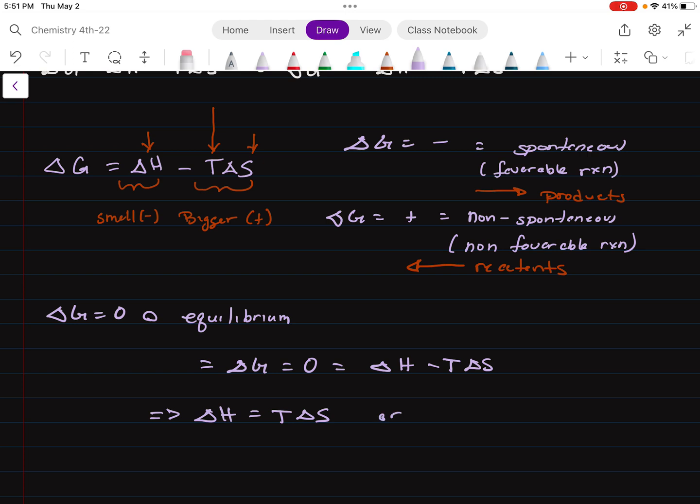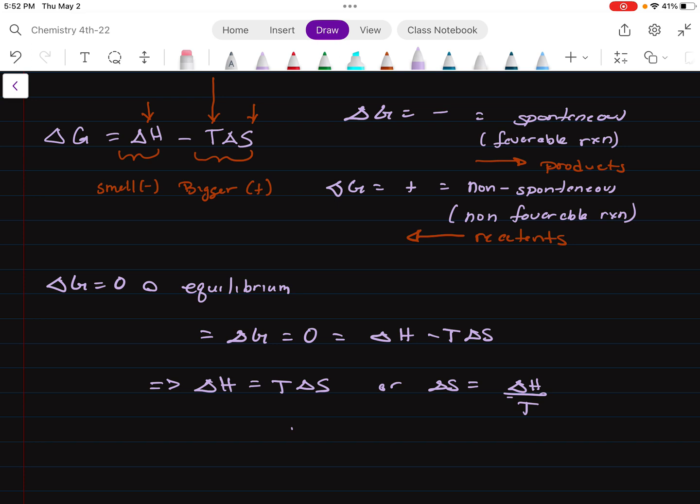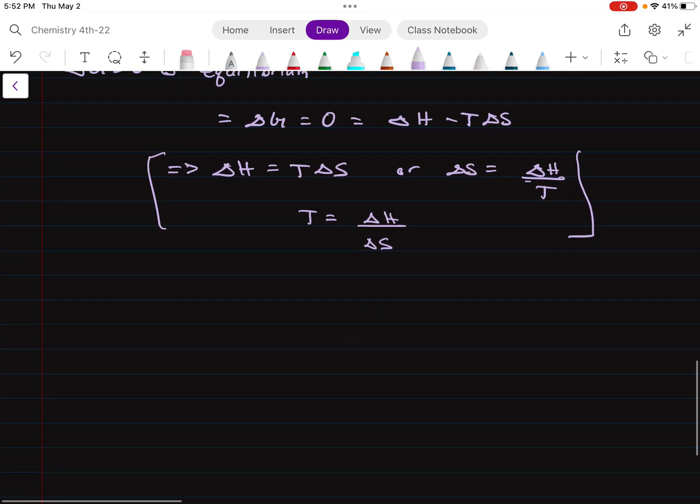Or you can solve for delta S and understand that delta S is equal to delta H divided by T. And then lastly, you can see that temperature would equal delta H divided by delta S. So at equilibrium, you can use the formula and determine unknown values depending on what you're given, and then solve for the others, because remember, now you're setting everything equal to G. Okay? I'm going to try and keep this one short, so we're going to go ahead and move on.